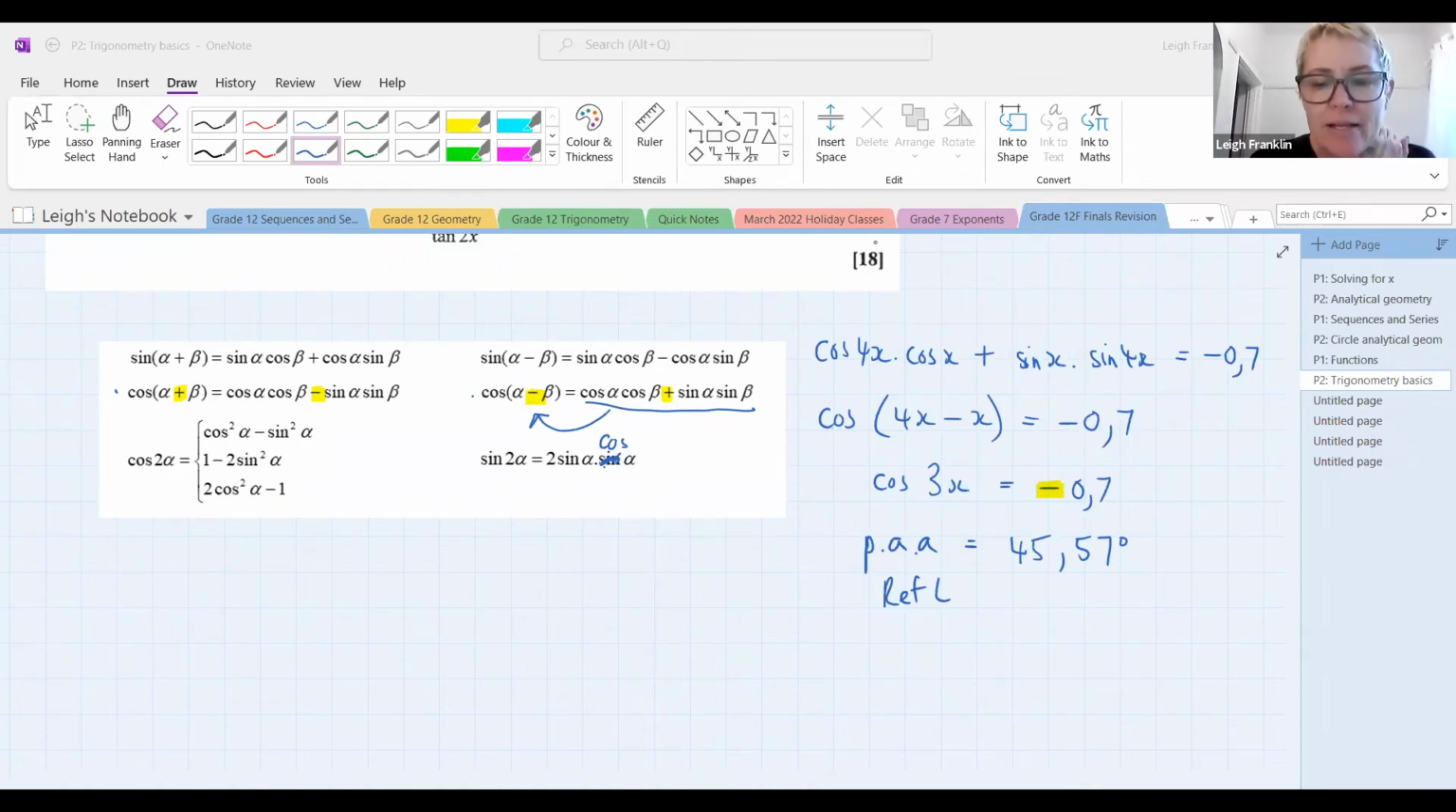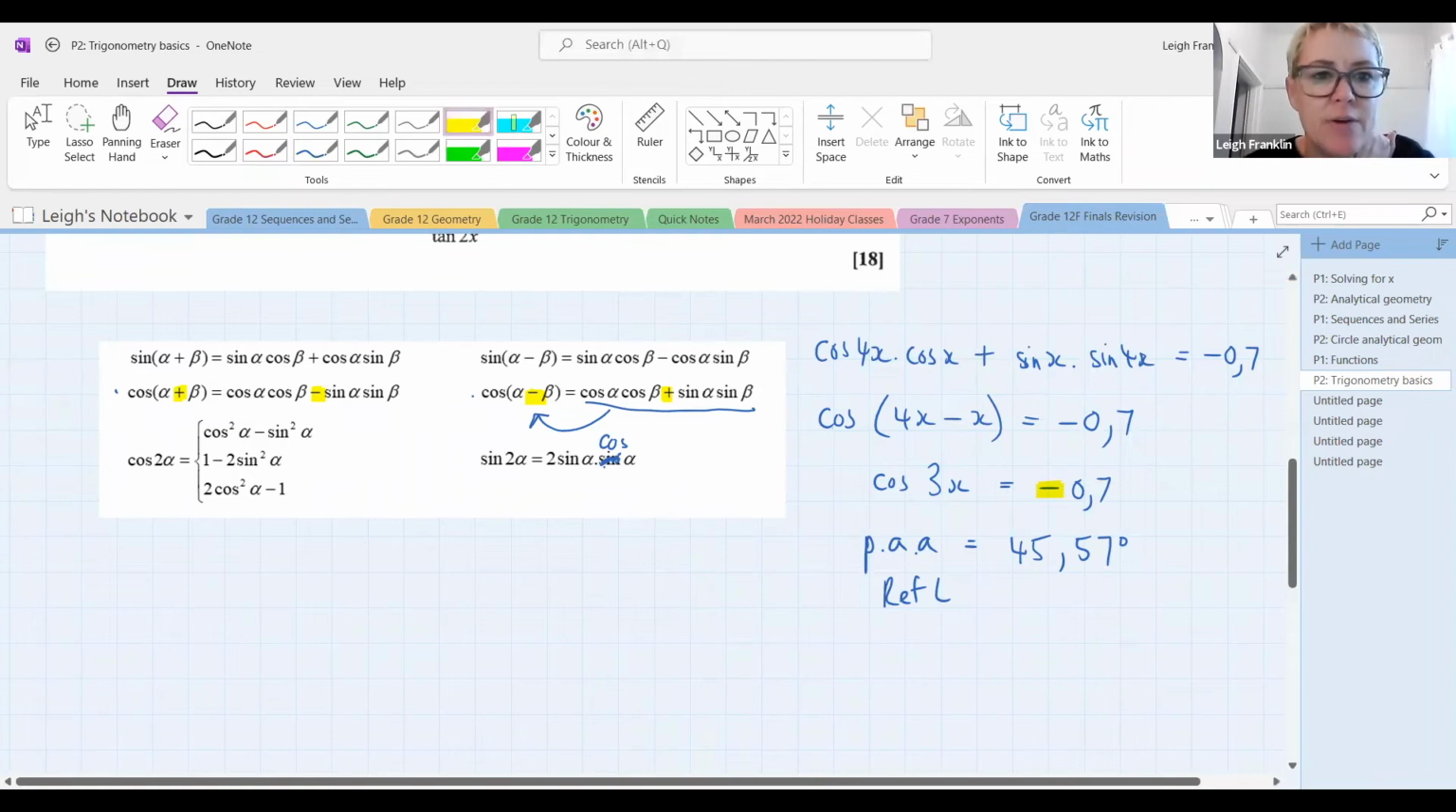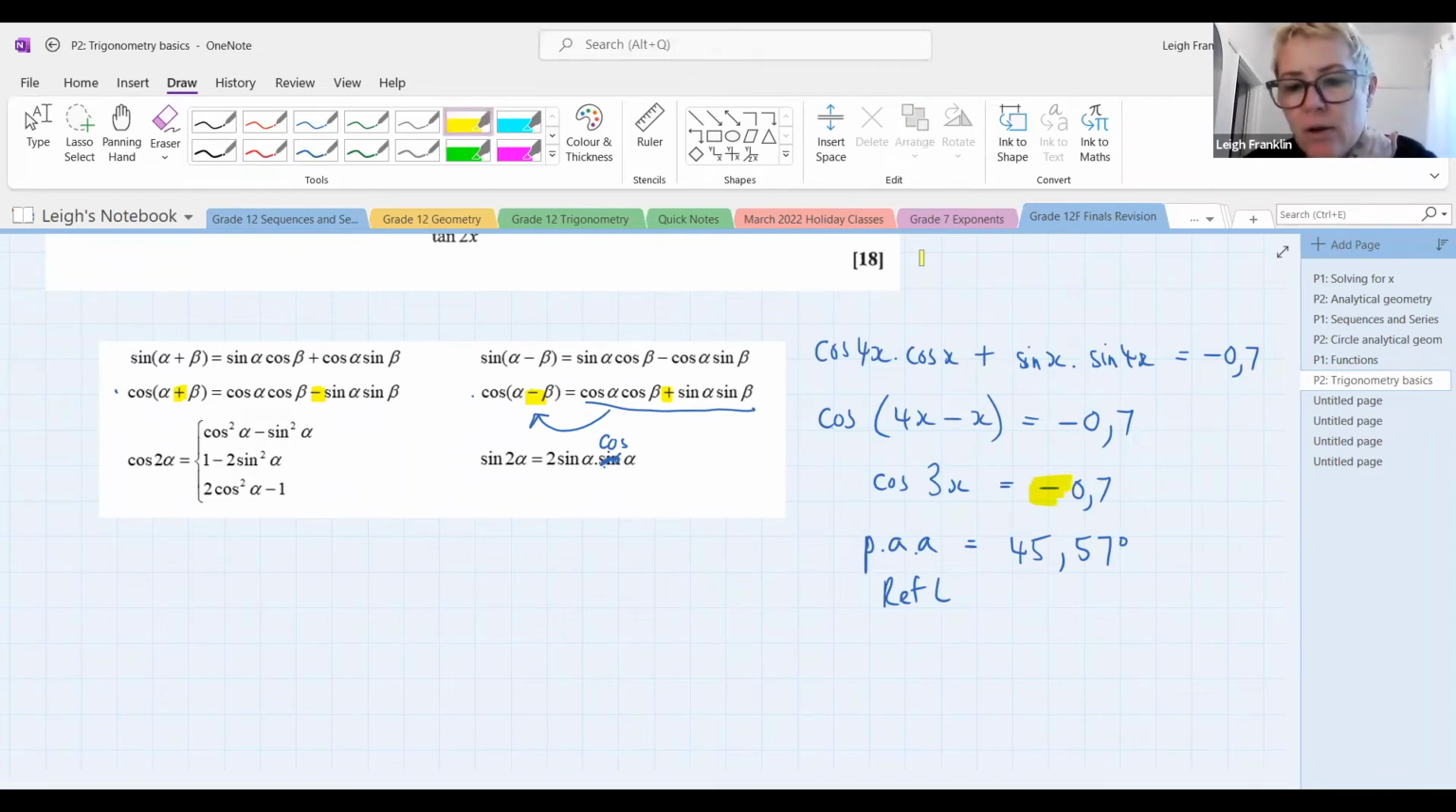Anytime. Okay, so now we've got our reference angle. Now we want to go and have a look at this, and what I was saying to you guys before: what do we use the negative for? So this negative that I've highlighted here in yellow, this guy here, what am I using that for?